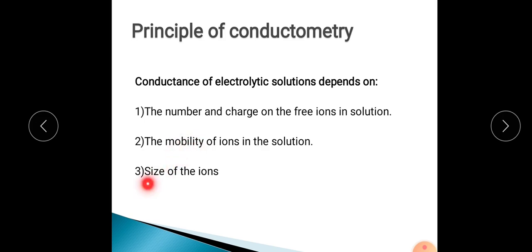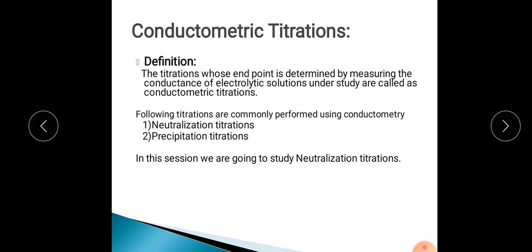Less size, small size, greater mobility, more conductivity. Larger size, less mobility, less conductivity. So these 3 things are used in the conductometric analysis.